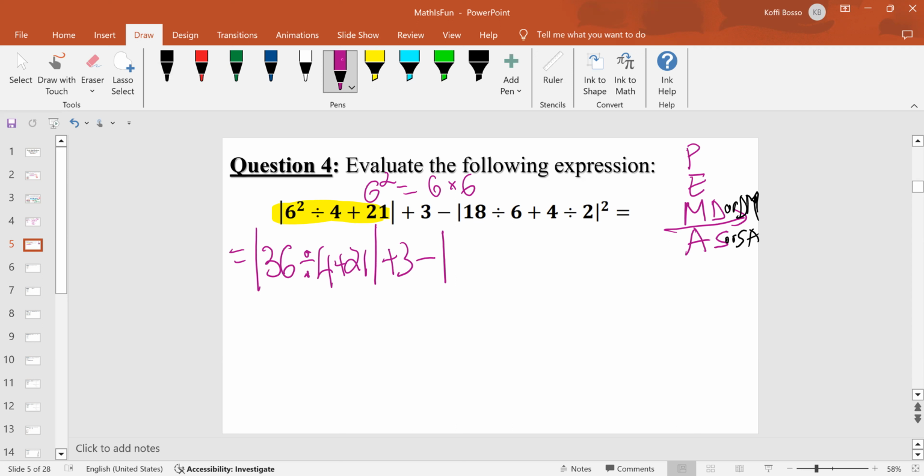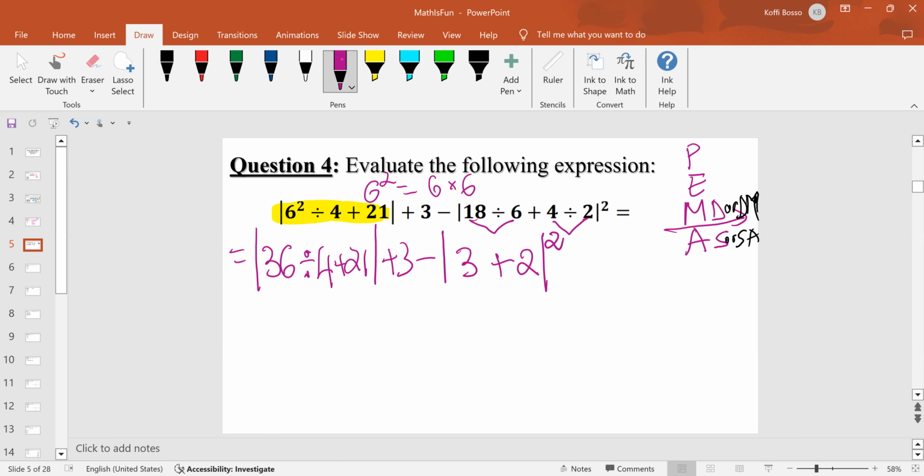And here I have a division, addition, division. I will do the division first. That means 18 divided by 6 gives me 3. Plus, I will do this division also. That gives me 2. I close and I square.